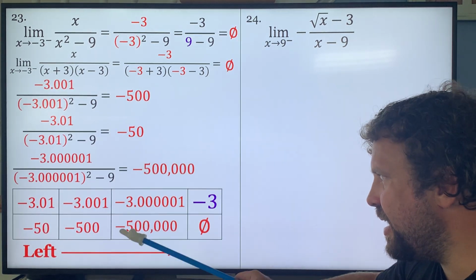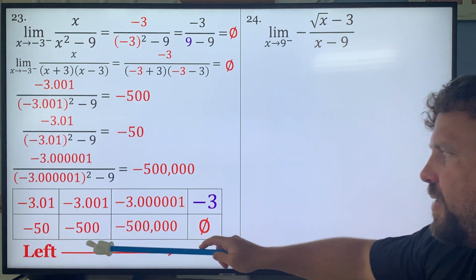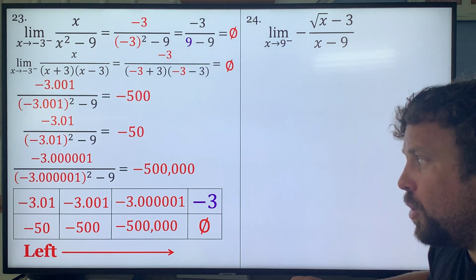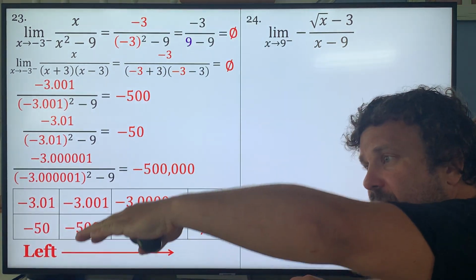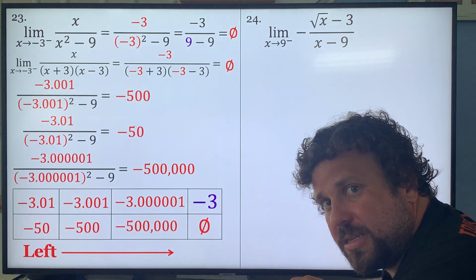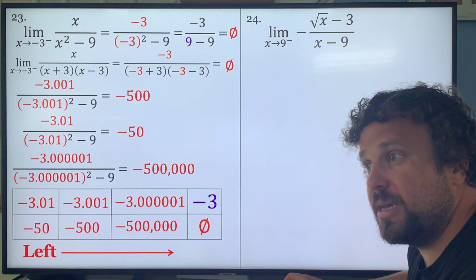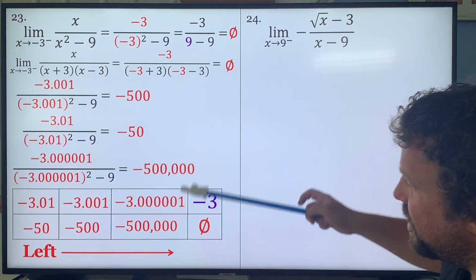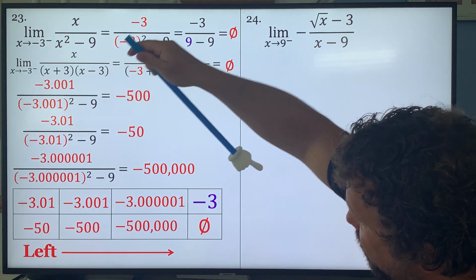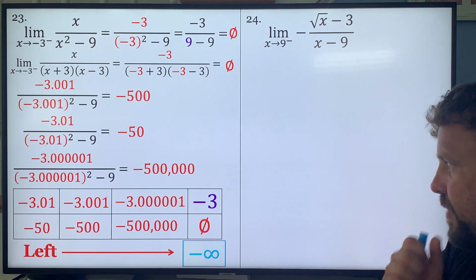I type that in there, I get negative 500,000. So now you could really see negative 50, negative 500, negative 500,000. What is this jumping up to? It's going negative 50, negative 500, negative 500,000. It's off the screen. And then if I add more, negative 5 million, negative 50 million, negative 50 billion, negative 5 trillion, stuff like that. So as you're getting closer and closer to negative 1, what's your graph doing? It's going more and more towards negative infinity.